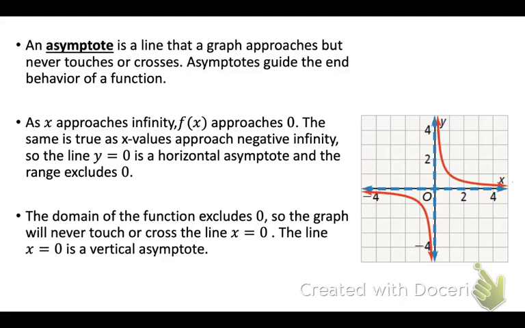Okay, so for day 2, we're going to work on graphing that inverse function, that reciprocal function. And so we need to know what an asymptote is. An asymptote is a line that a graph approaches but never touches or crosses. Asymptotes guide the end behavior of a function. Those are the things you need to know about an asymptote. That is important.